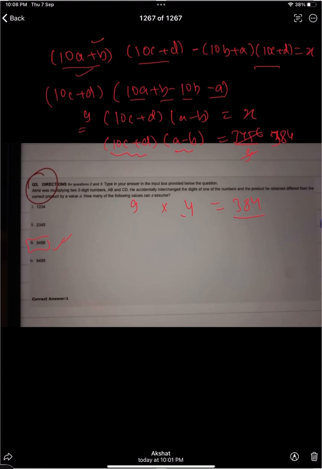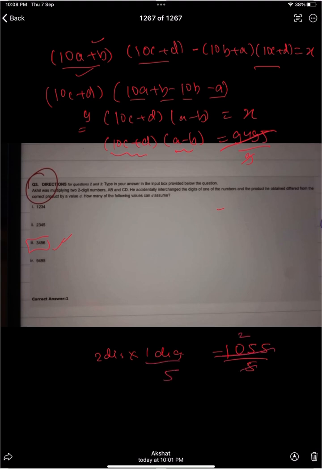Now let's check the other option as well. The other option is 9495 divided by 9. So this can be written as 1055. So basically this is a two-digit number into a one-digit number equal to 1055. We can see that this is a multiple of 5, so we'll suppose the single digit to be 5. So 5 times 211 is 1055, but we need this to be a two-digit number, so this is not possible.